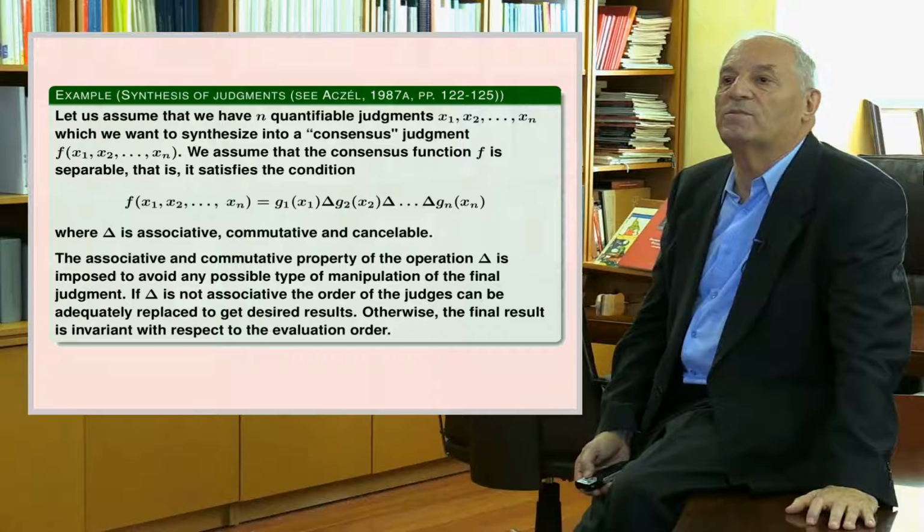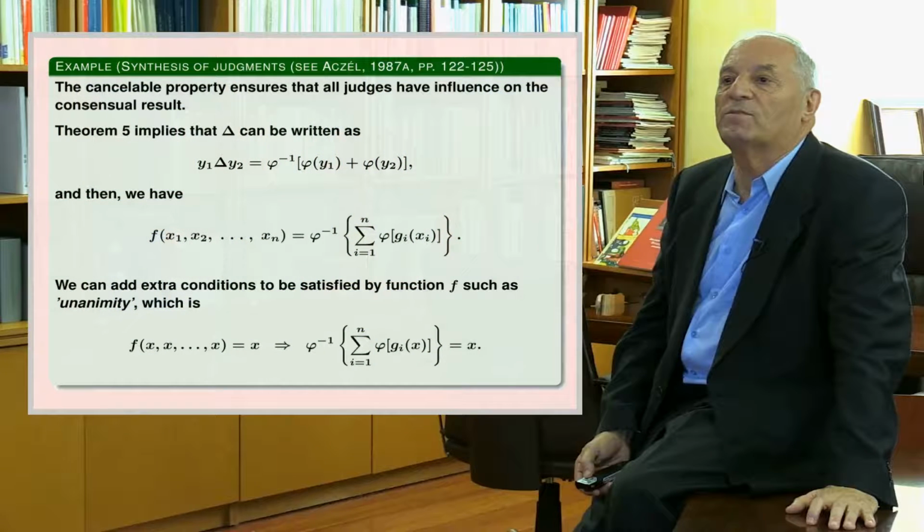and cancelable. The associative and commutative property of the operation delta is imposed to avoid any possible type of manipulation of the final judgment. If delta is not associative, the order of the judges can be adequately manipulated to get desired results. Otherwise, the final result is invariant with respect to the evaluation order. The cancelable property ensures that all judges have influence on the consensual result.